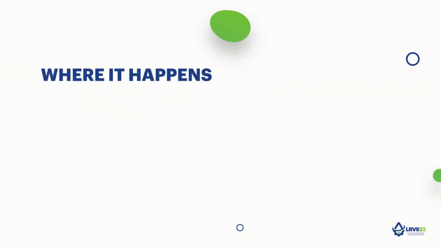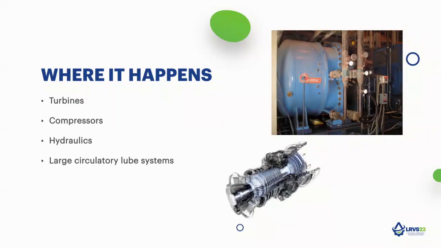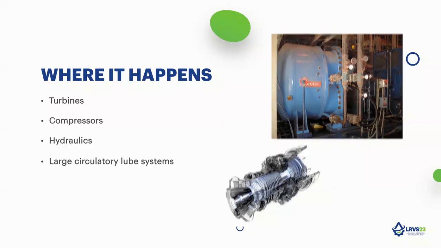Where does varnish take place? Initially, it started with turbines more than over 30 years ago, and with time, we have seen it happen in compressor systems that are compressing very high hot gas, hydraulic systems, and cogeneration applications, or in gas turbine applications that are electronic hydraulic control systems, is where you will see varnish form as well. And any kind of large circulatory lube system, you will see varnish form as well.